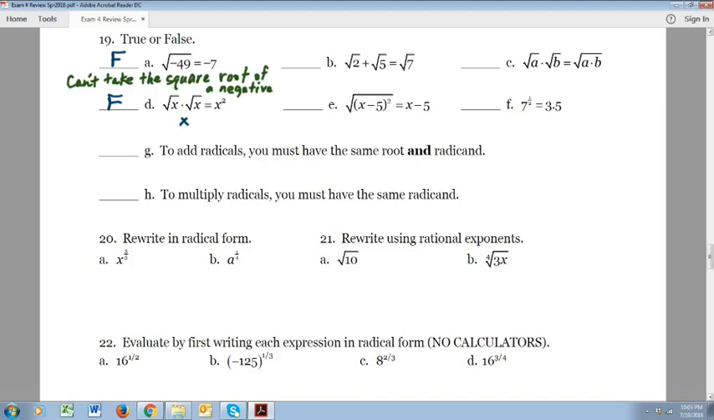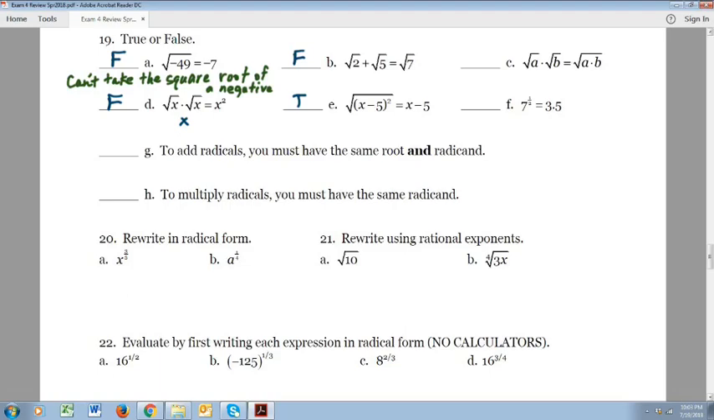Now let's move to B. Going a little out of order here. So these aren't like radicals, so that's not going to be true. That's false. Letter E, notice we square the x minus 5 and then take the square root of that. So those are opposites. So we're just going to get the x minus 5. That is true.